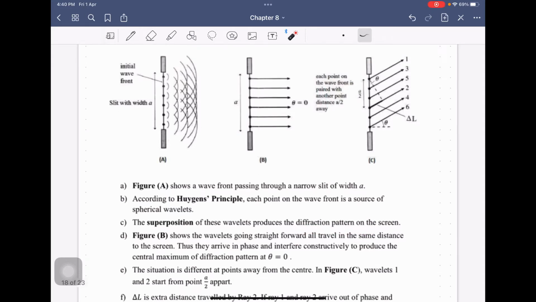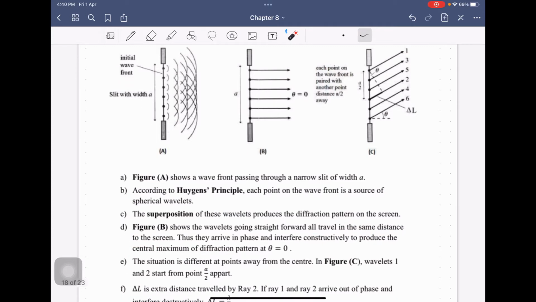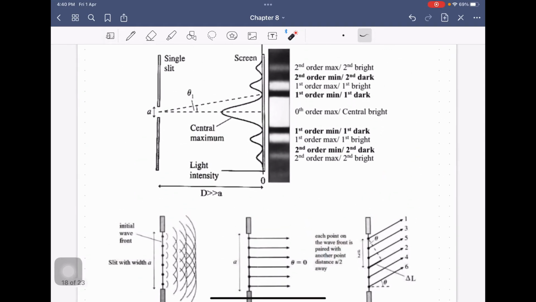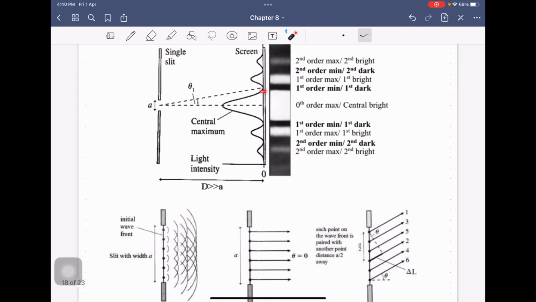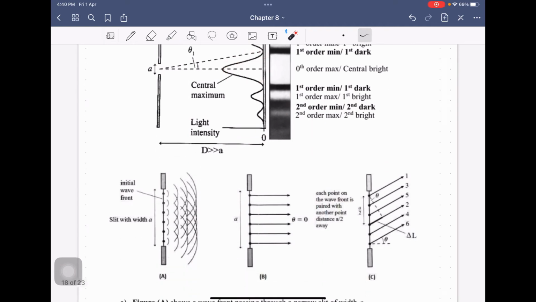Okay, so figure B pula nak show tentang apa? Figure B show the wavelet going straight forward. Alright, all travel in the same distance to the screen. Okay, thus they arrive in phase and interfere constructively to produce the central maximum of diffraction at theta sama dengan 0 darjah. That's why kalau kita lihat dekat sini, kita ada central bright. Okay, the amplitude lebih besar.